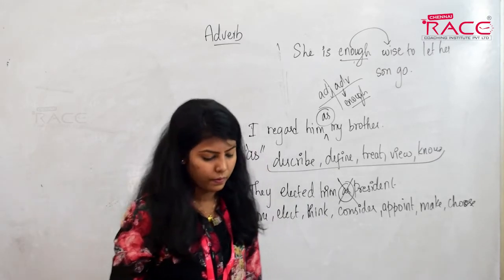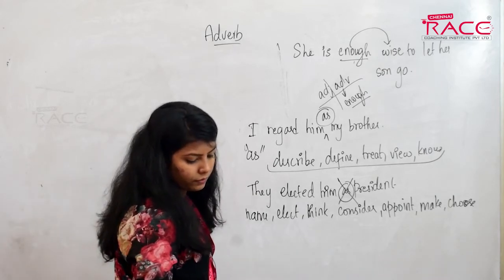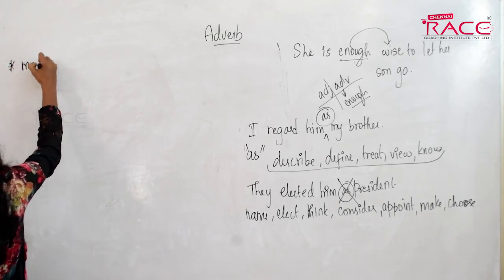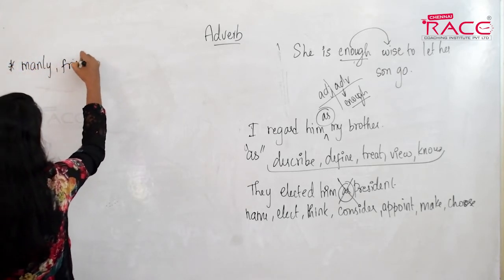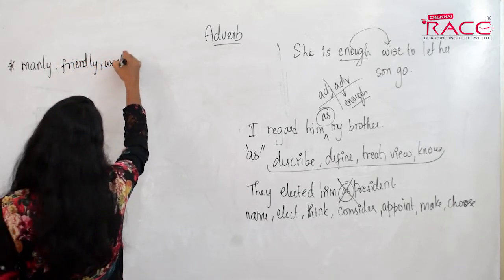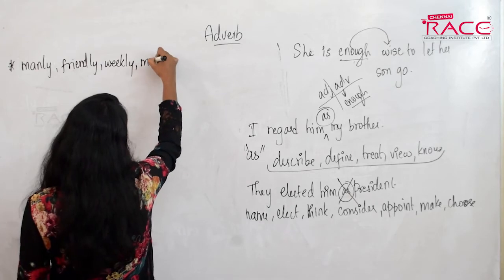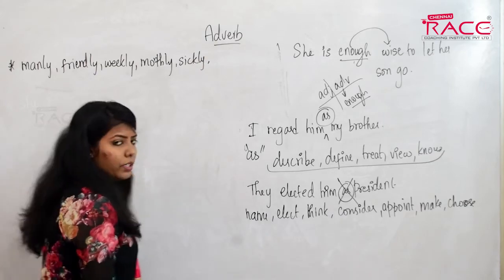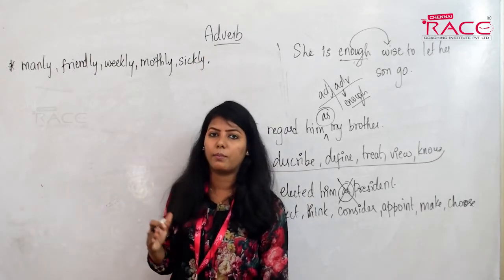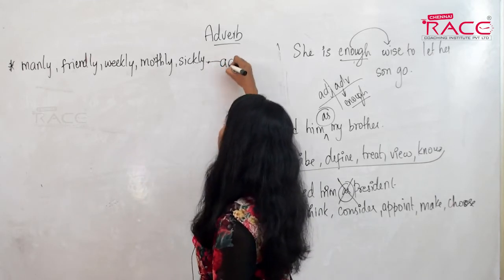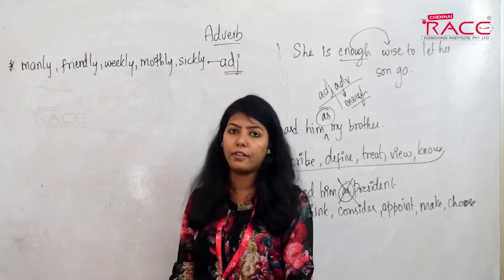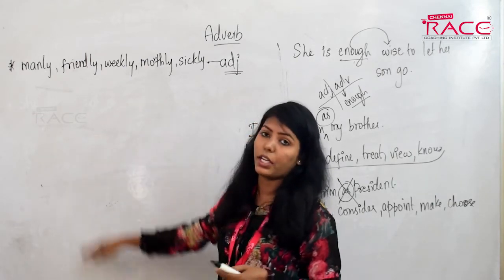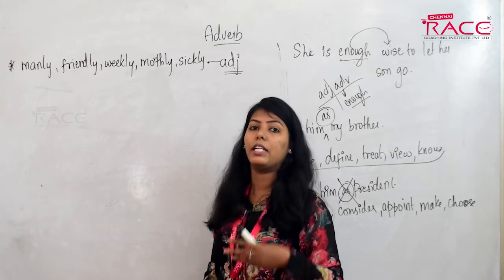For example, I'll give you some words like manly, friendly, weekly, monthly, sickly. Okay, so these are ending with ly only, but the problem is these are adjectives and not adverbs. These are all adjectives and not adverbs. So you cannot use them as an adverb, because they are all adjectives. Remember guys, just because it is ending with ly, it doesn't make it an adverb.